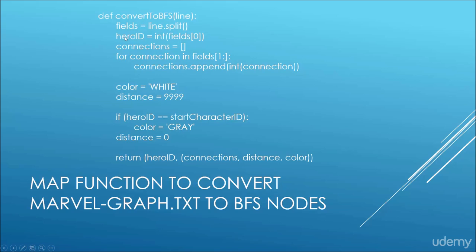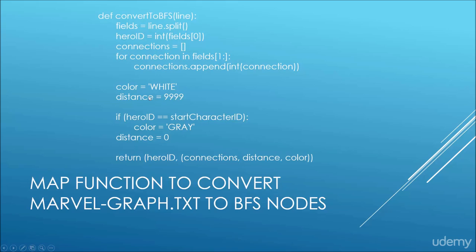We split up the input line, extract the hero ID from the first field, and then a little bit of Python syntax you might not have seen before. This 1 colon thing means we're going to extract all of the fields from number 1 forward. So basically that lets us iterate through all of the friends, if you will, of that hero ID that are in fields 1 going forward. And that appends them into a list of connections. Okay, so at this point we have a hero ID that we've extracted and a list of all the connections for that hero ID. Finally, we set the initial conditions like we talked about to white and an infinite distance that we're just going to represent with 9999.